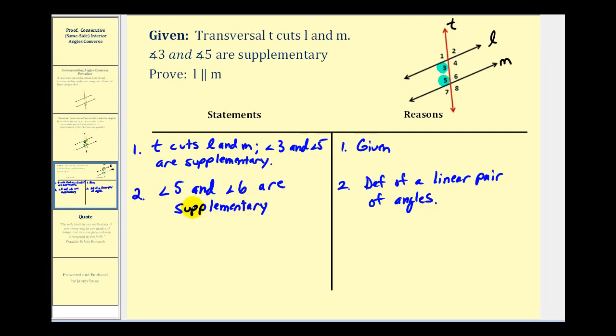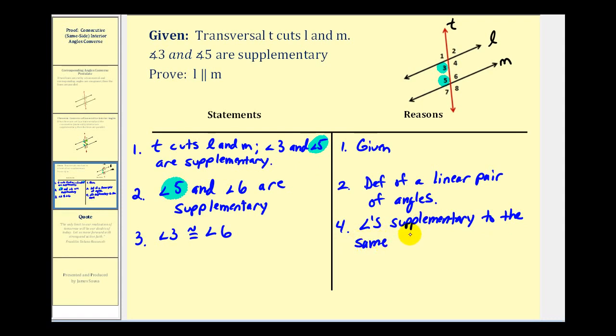And this is all we need to state that angle 3 and angle 6 are congruent. If angle 3 and angle 5 are supplementary, and angle 5 is also supplementary to angle 6, angle 3 and angle 6 must be congruent. And the reason for this is that angles that are supplementary with the same angle are congruent. And this should have been reason 3 here.